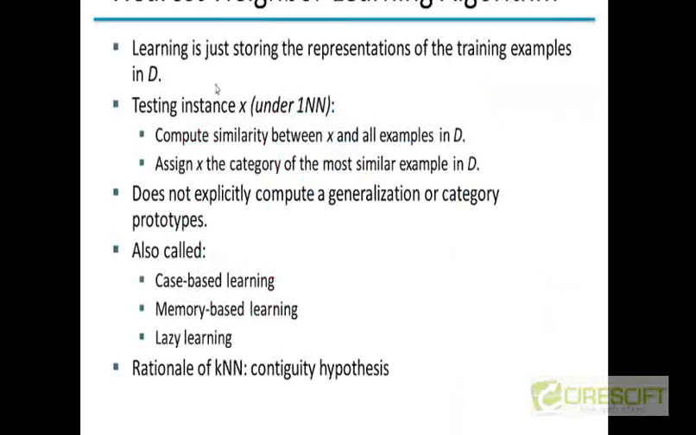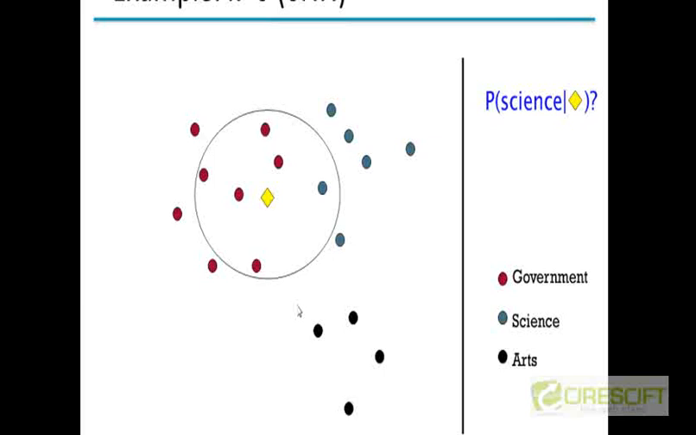Any questions about the examples or how k nearest neighbor works? It's pretty simple actually. No, sir. Okay.